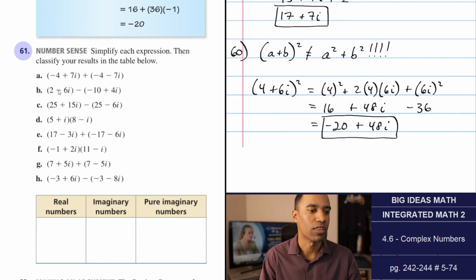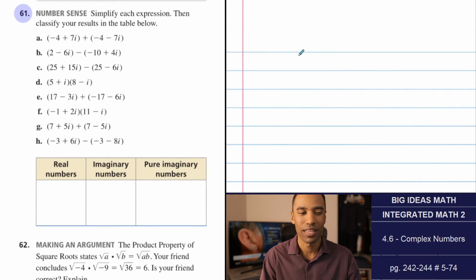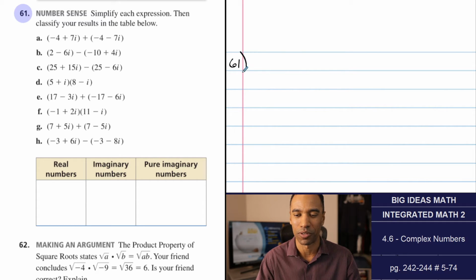Number 61. Oh, I thought this was a bunch of different problems. It's just one problem? What? Oh, no. Oh, that's rude. I thought this was going to be a bunch of different problems we were going to be able to do. Well, fine. Then I'm going to show less work. Oh, I don't know. I can't. Wow. Okay.